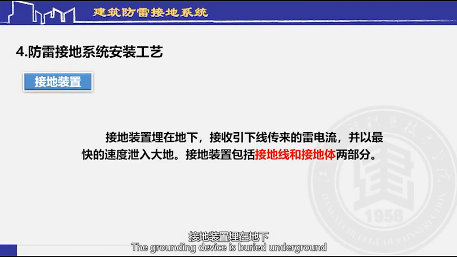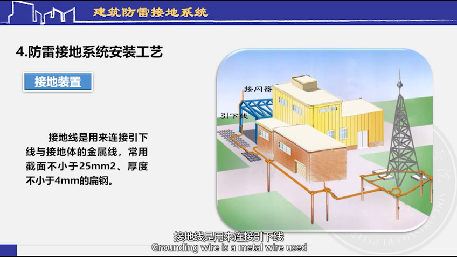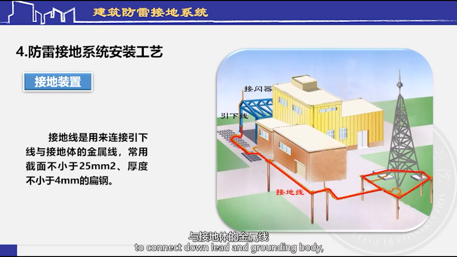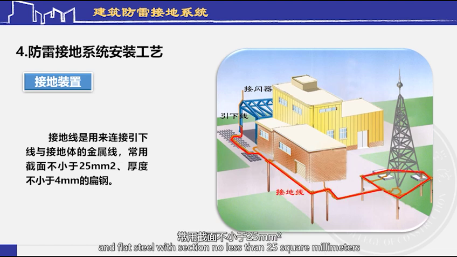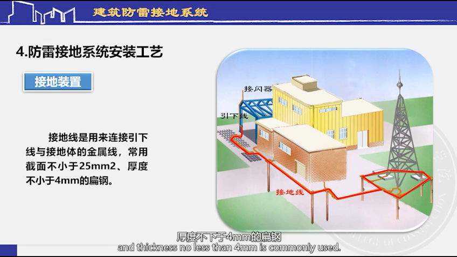The grounding device is buried underground to receive the lightning current from the down lead and discharge it into the earth at the fastest speed. The grounding device includes grounding wire and grounding body. Grounding wire is a metal wire used to connect the down lead and grounding body, and flat steel with section no less than 25 square millimeters and thickness no less than 4 millimeters is commonly used.